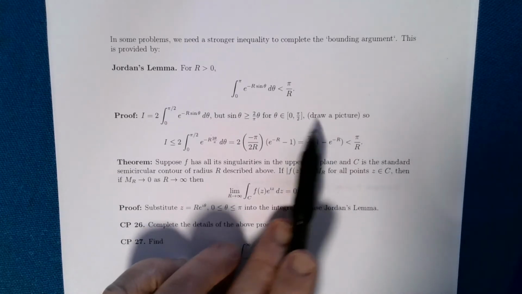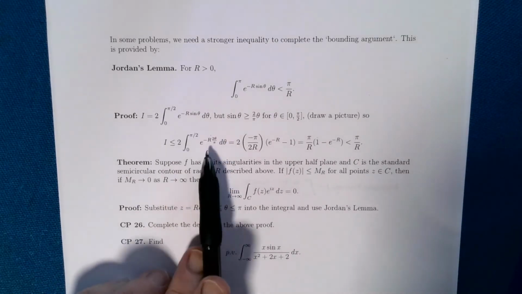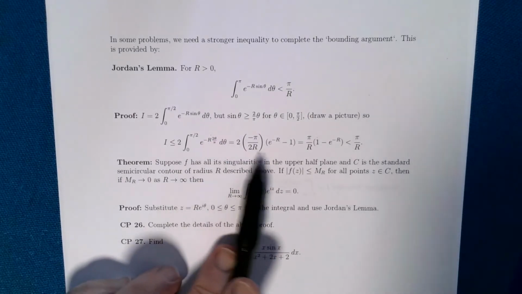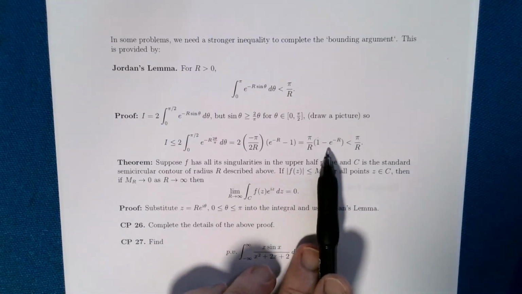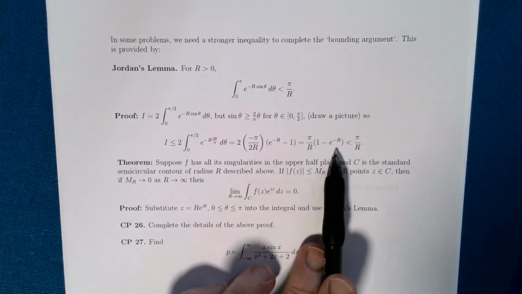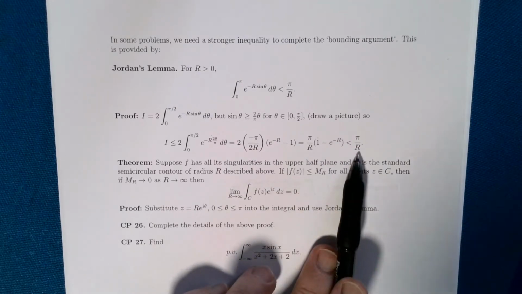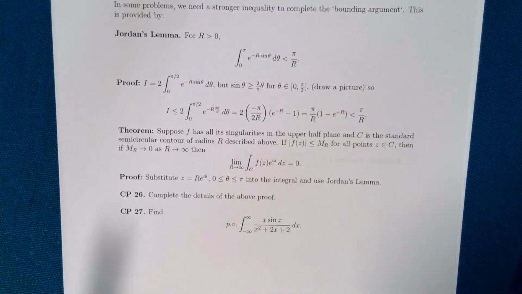That means this integral then is less than twice... We can simply replace the sine theta with theta times 2 on pi. This integral now is easy to do, so you do it, and you simplify it a little bit, and then e to the minus r is less than 1 for r positive, and so this is less than pi over r.